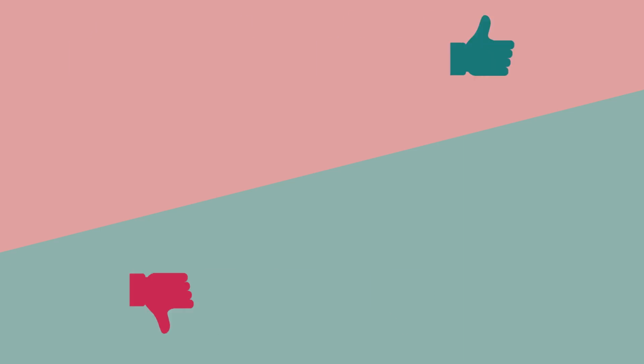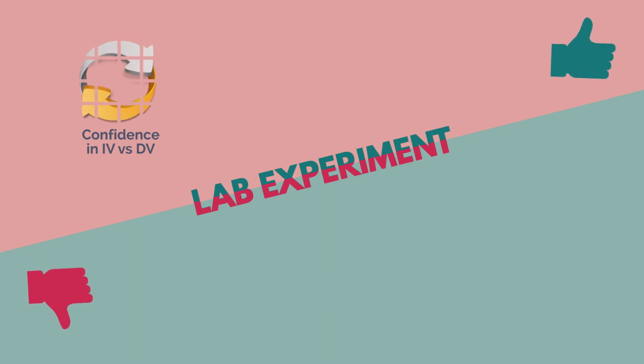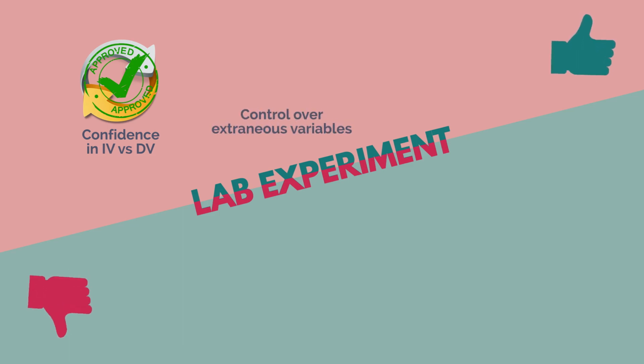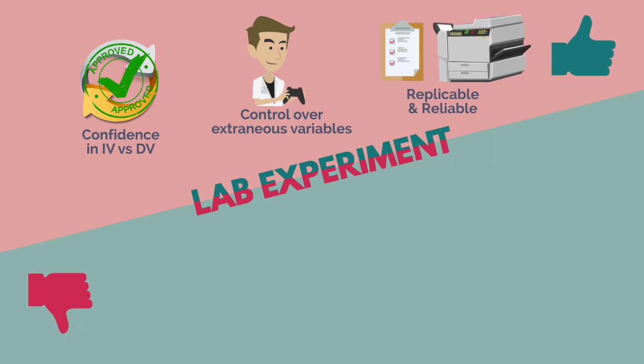Let's discuss the strengths and limitations of lab experiments. Regarding strengths, cause and effect between IV and DV can be inferred with reasonable confidence. Lab experiments have high control over extraneous variables, increasing the internal validity of the cause and effect relationship between the IV and the DV with little outside influence. Well-documented procedures and strict controls mean that the study can be replicated, and findings can be tested for reliability.